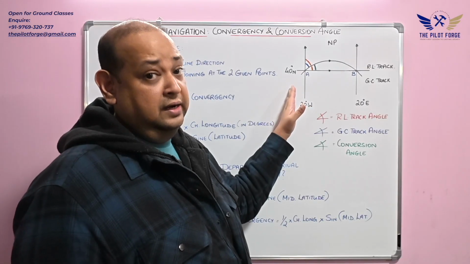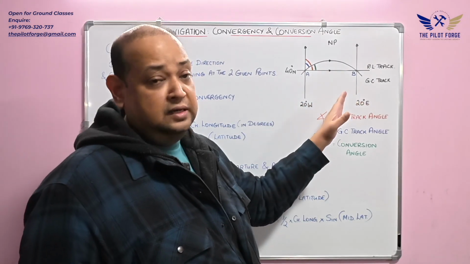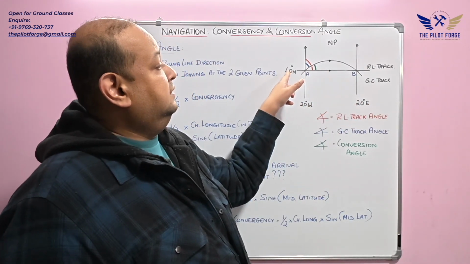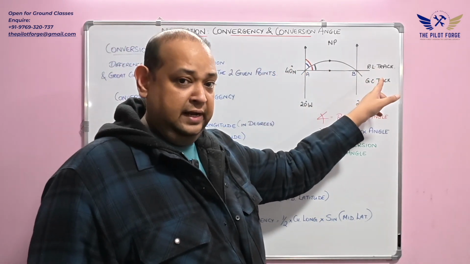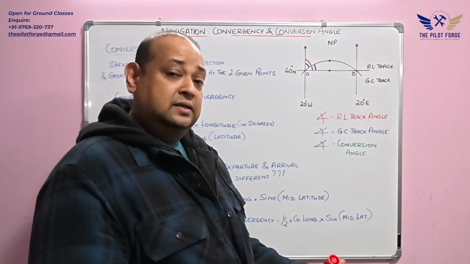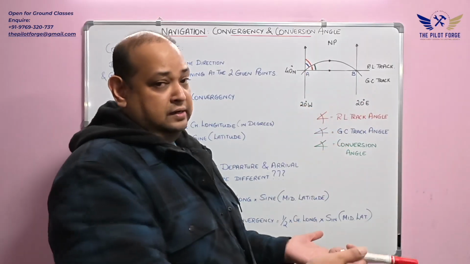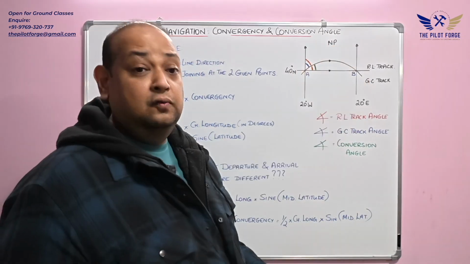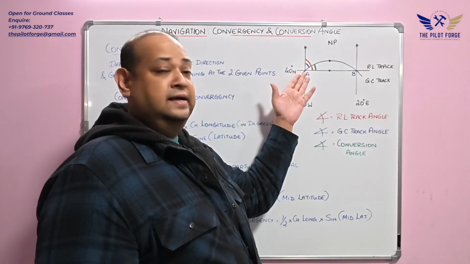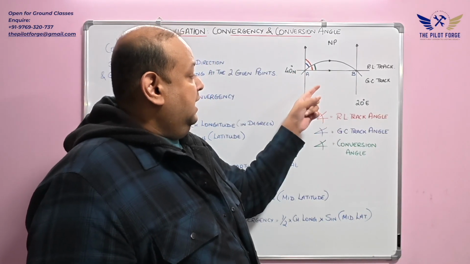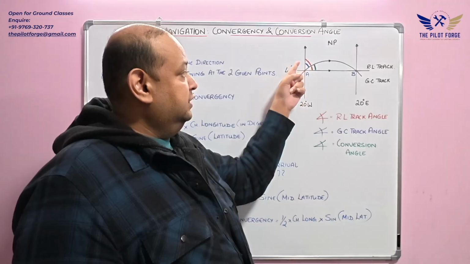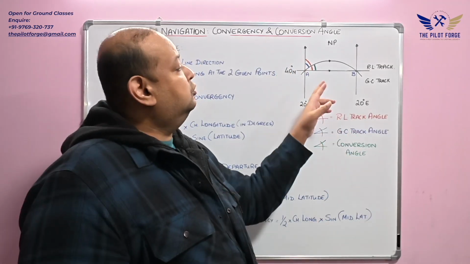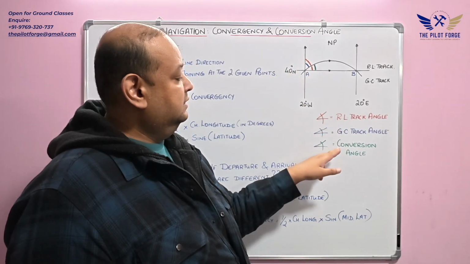Here I've drawn a Mercator projection. So the meridians are parallel to each other and therefore the Rhumb line track has a constant angle, as you can see. The great circle track is obviously curved towards the nearer pole. In this case, 40 degrees north towards the north pole. What you can see here is the great circle track angle shown in blue and the Rhumb line track angle shown in red. The difference between the two of them, shown in green, is the conversion angle.